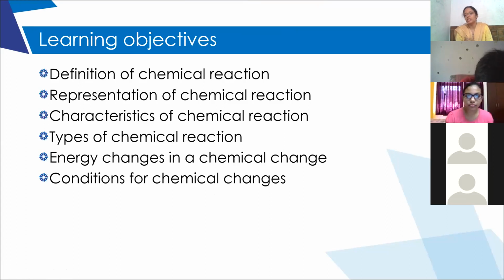And the last one is conditions for chemical changes. If a chemical reaction has to happen, what are the conditions required? We know that each type of reaction requires different reaction conditions. So we'll summarize all the reaction conditions which are required during a chemical reaction.